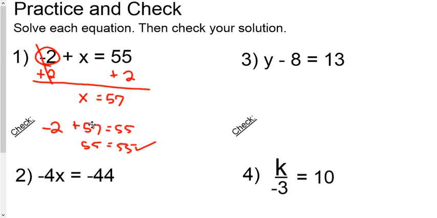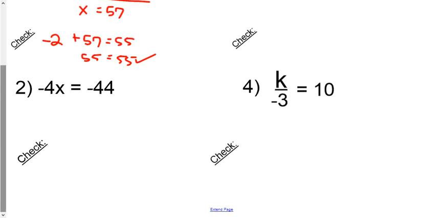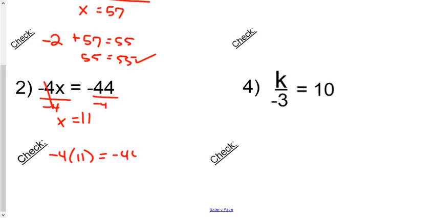What about this one? Number 2, let's scroll down. Negative 4x equals negative 44. Well, there's the multiplication, so let's use division. Negative 4 divided by negative 4 is positive 1. 1 times x is x. Now we can divide this by negative 4, and we get an answer of 11. So negative 4 times 11 equals negative 44. Is that true? Yes, it is. So we know that we've got the correct answer.